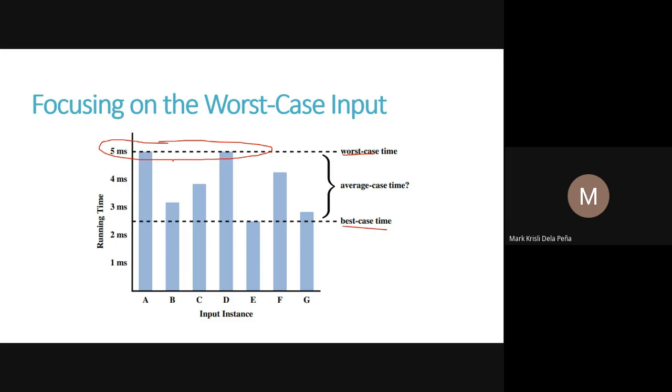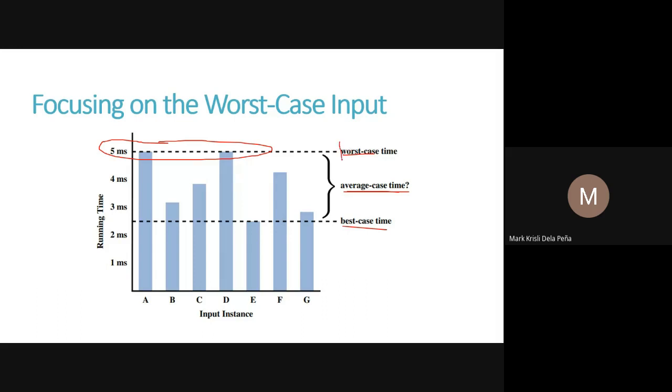Now here, the worst case and the best case are easy to calculate. However, it will be difficult to calculate the average time. You'll have to get all of these values and get the average, meaning there are a lot of calculations to be made when you want to get the average time. Okay, so that is why we'll have to focus here on the worst case.